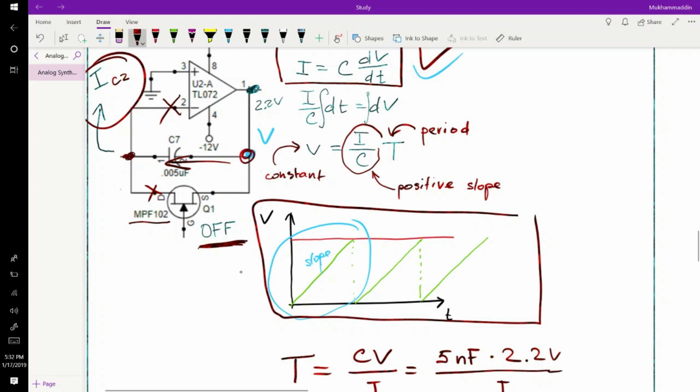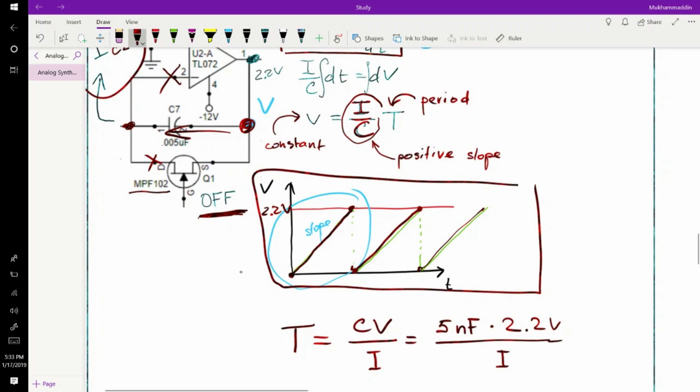At this terminal, it will be going from 0 and rising at a certain slope, which is defined by I over C. It will reach 2.2 volts here and reset to 0. Then go up again and reset to 0, and up and so on.